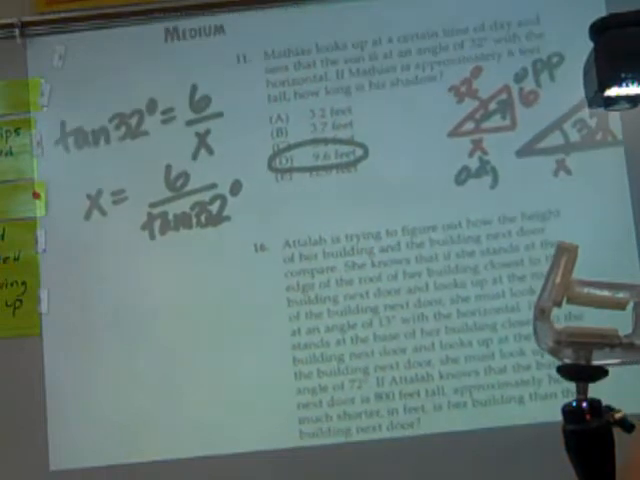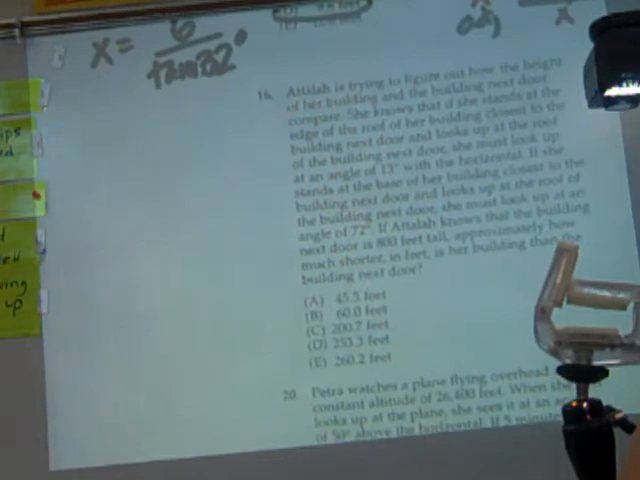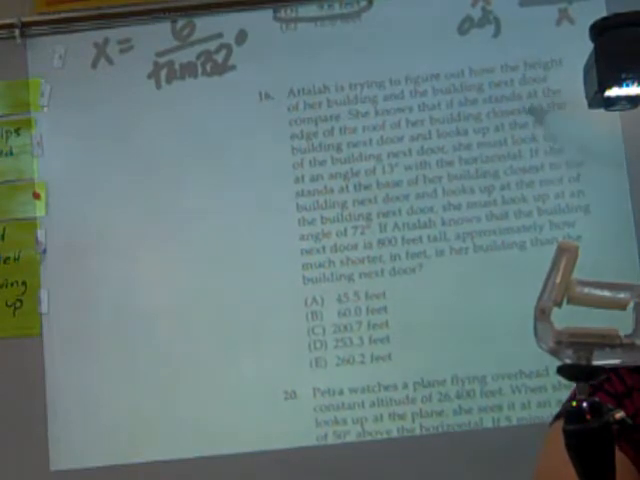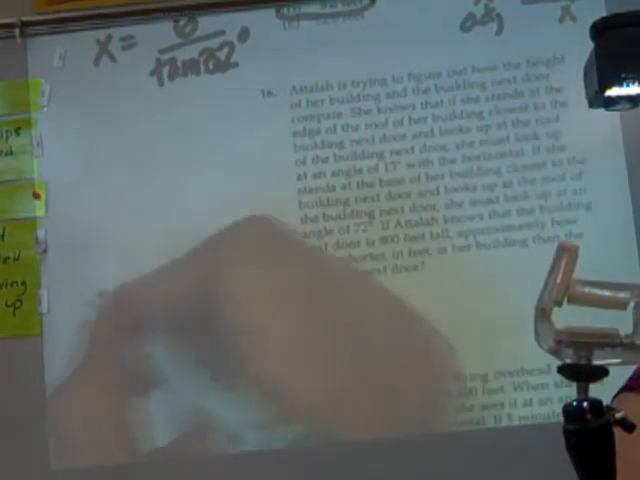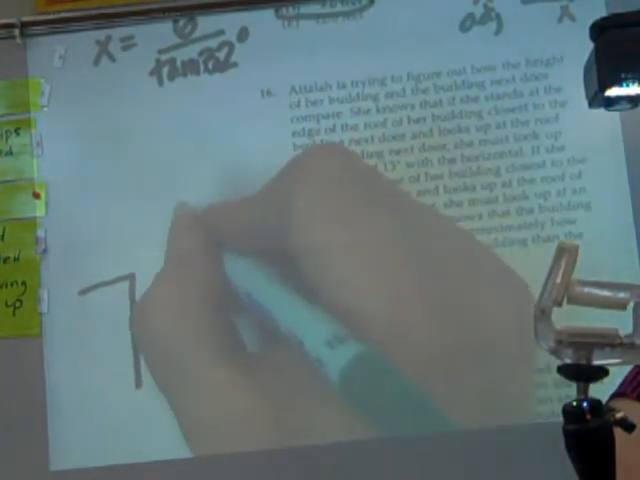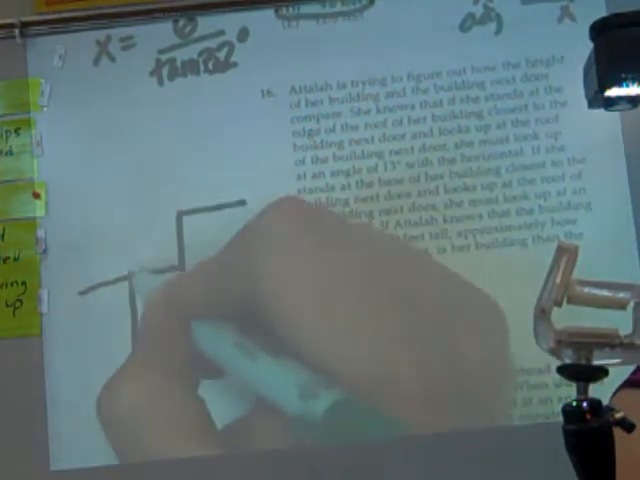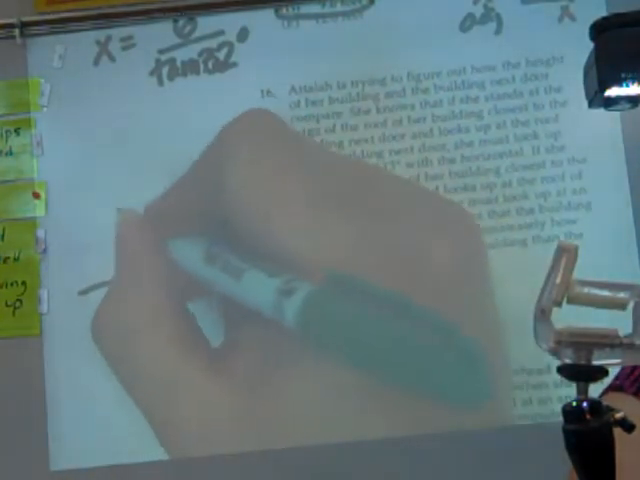Okay. Here's another name. Atala is trying to figure out how the height of her building and the building next door compare. She knows that if she stands at the edge of the roof of her building closest to the building next door and looks up at the roof of the building next door, she must look up at an angle of 13 degrees. So here's her building. The building next door has to be taller if she's looking up to see the top of it. So if she stands right here at the edge to look up to the top of the building right here, this is 13 degrees.